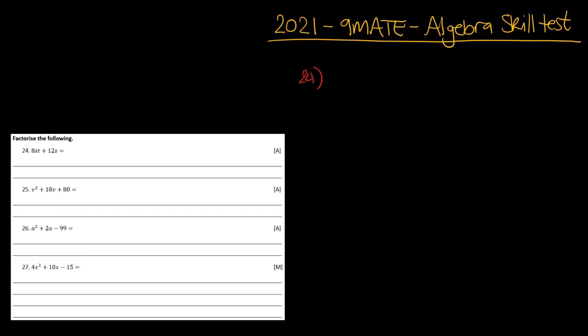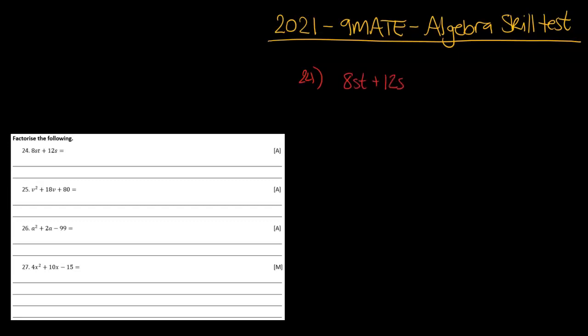Looking at question number 24, just to note, I'm now shifted over to the factorizing section, and that was a really, really important part of what we did in our topic. I think we had 5 factorizing learning objectives, a 6th one if you include the other one. But we've got 8st plus 12s.